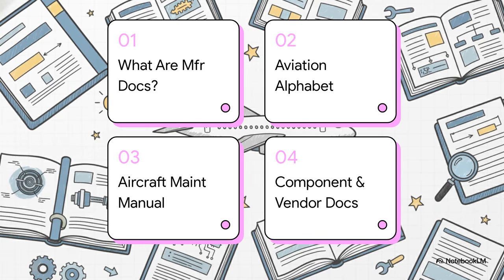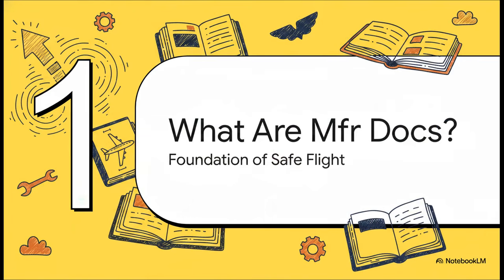1. What are manufacturer documents? 2. Decoding the aviation alphabet. 3. The aircraft maintenance manual. And 4. Component and vendor manuals. Kicking things off with Section 1. What are manufacturer documents? The foundation of safe flight.